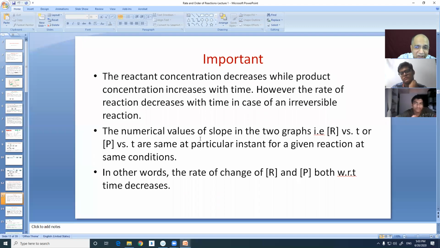The numerical value of the slope in two graphs, whether it is R versus T or P versus T, are the same at a particular instant for a given reaction at the same conditions. In other words, the rate of change of R and the rate of change of P with respect to time decreases. Although product concentration increases, the rate at which the product concentration increases decreases, right?